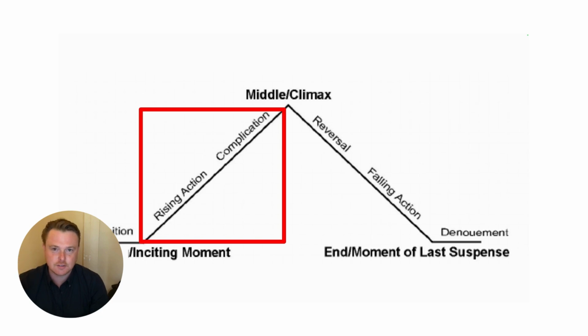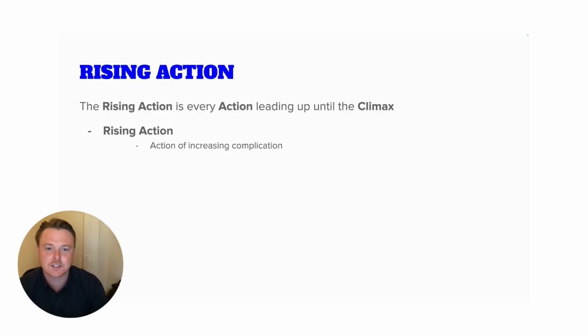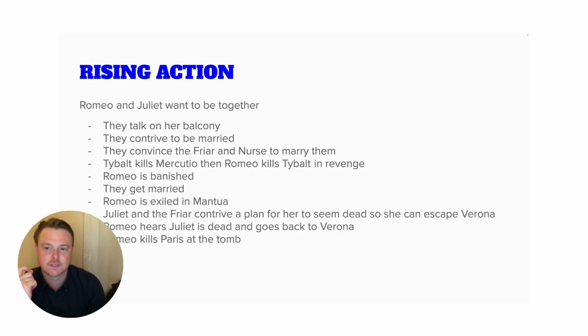So we have the rising action. So again, action. Rising action is everything that's leading to the climax. The rising action is an action of increase, complication. So the rising action for Romeo and Juliet is something I just already talked about. They talk on her balcony. They contrive to be married. They convince the friar and the nurse to marry them. Tybalt kills Mercutio. Then Romeo kills Tybalt in revenge. This is all rising action, right?